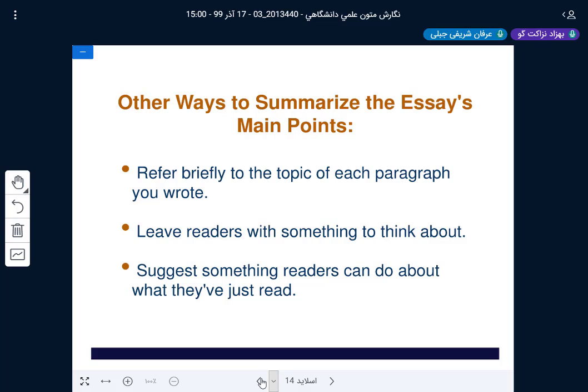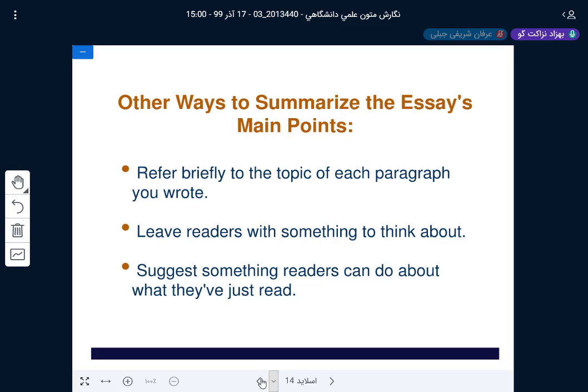Refer briefly to the topic. Refer briefly to the topic of each paragraph you wrote. Leave readers with something to think about. Suggest something readers can do about what they have just read. Okay, so this is another way to summarize the essay's main point.